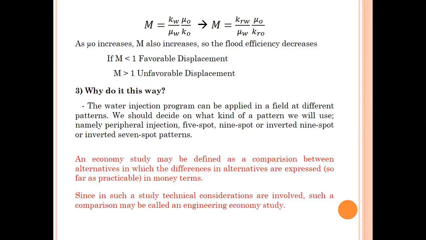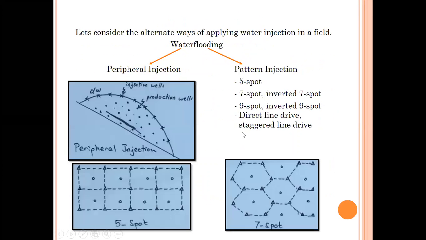So the third question, why do we do this in this way? For example, for the water flooding, we can use some different patterns, okay? Patterns mean we can change the well spacing and the arrangement of the wells in different ways, okay? So can any of you remember what kind of ways we can use for the water flooding? Any patterns that you can remember or you have seen? For example, have you ever seen such kind of patterns for the water flooding case? No? So there are some alternative ways of applying water injection in a field.